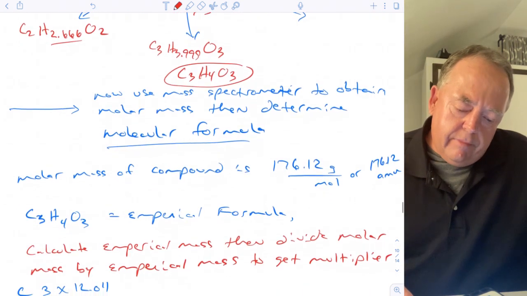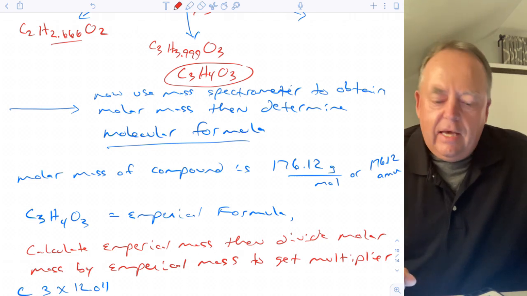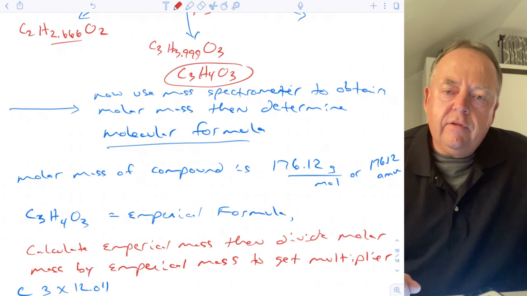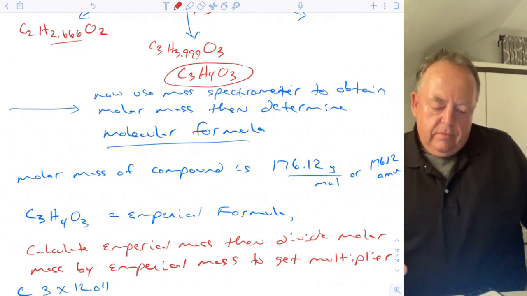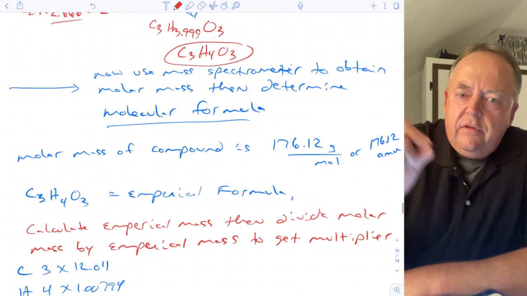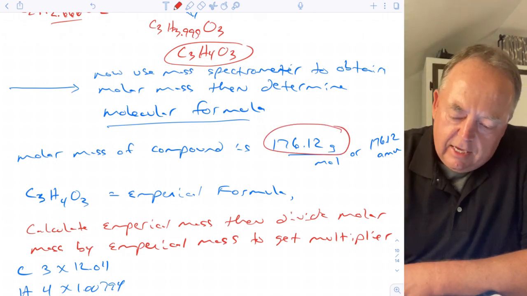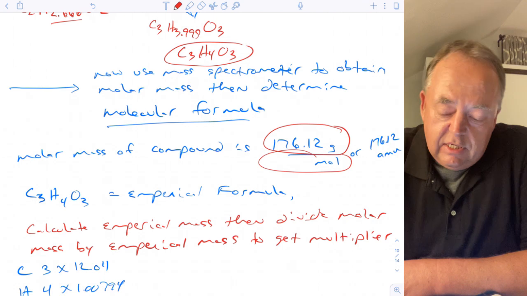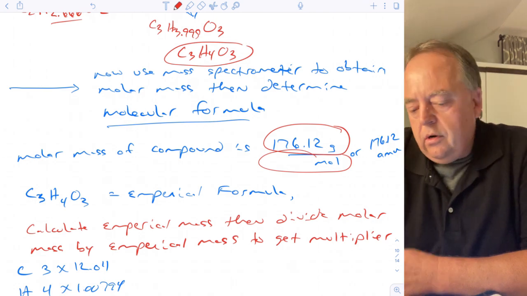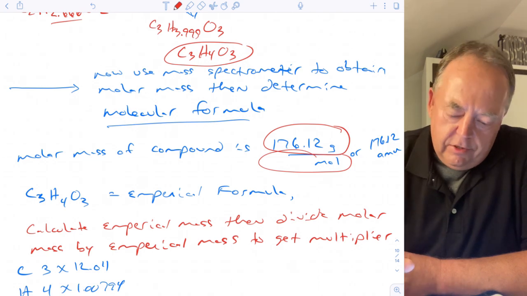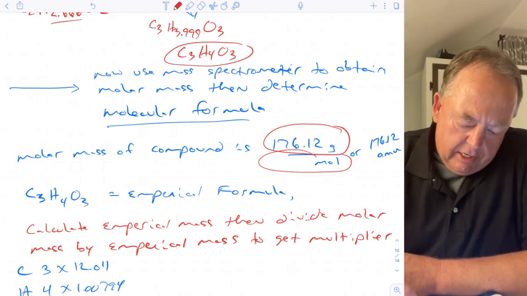Okay, so there's our empirical formula. Now if we have a mass spectrometer on board, we can figure out the molar mass, and then we can figure out the molecular formula. So we take a sample of this, stick it on our mass spectrometer, and the mass spectrometer tells you this has a molar mass of 176.12 grams per mole, or 176.12 atomic mass units per 1 molecule.